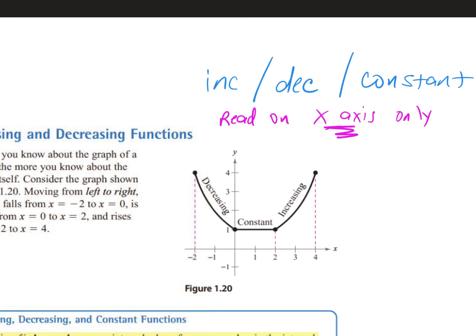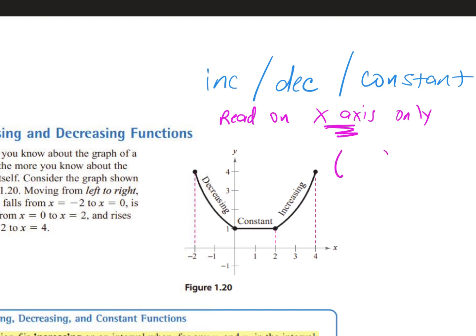Another thing that is super important, when you are writing the notation for intervals of increase, decrease, and constant, it's parentheses only. Domain and range, brackets and parentheses. Increase, decrease, constant, parentheses only.